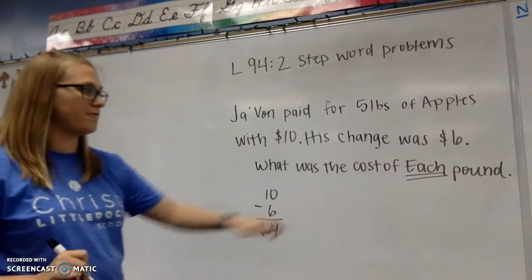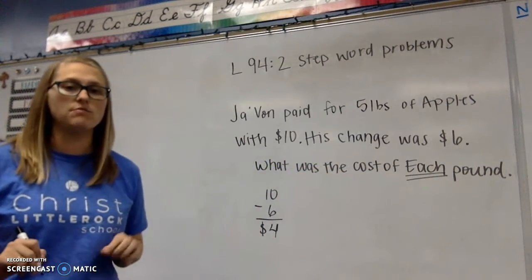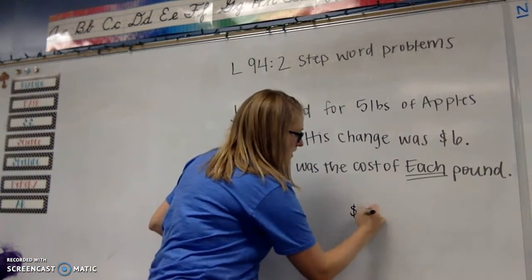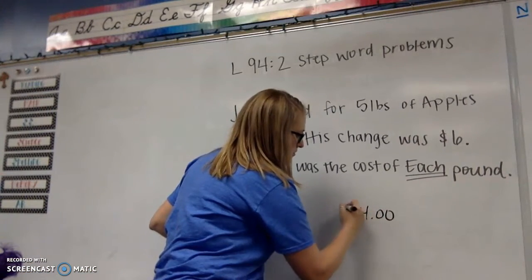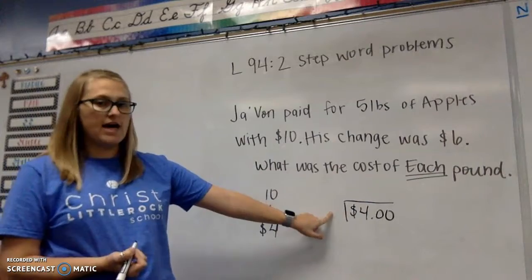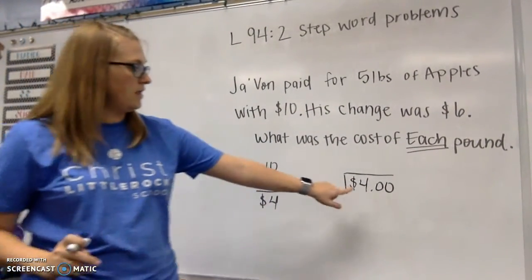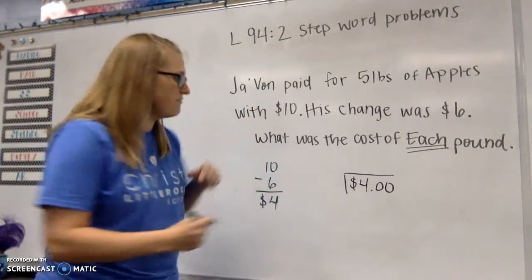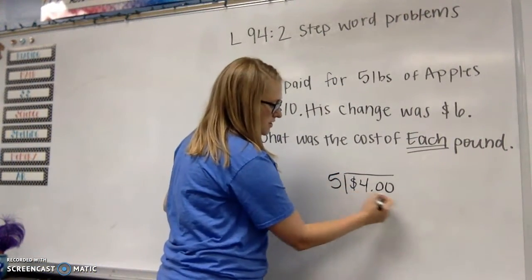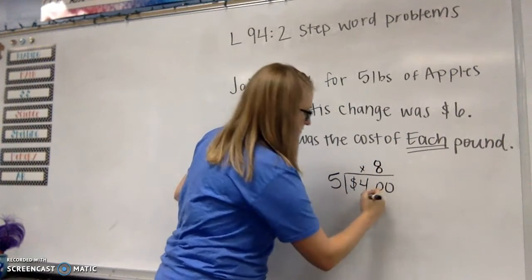Now, if we are looking for each pound, that word, each pound, tells me that I am going to divide. So I know that we did $4, and I'm going to add my cents on here because we're not going to be able to divide it without it, okay? If I have my $4 on here, I know we bought 5 pounds of apples. We know 5 cannot go into 4, so we're going to look at 40. 5 times 8 is 40.